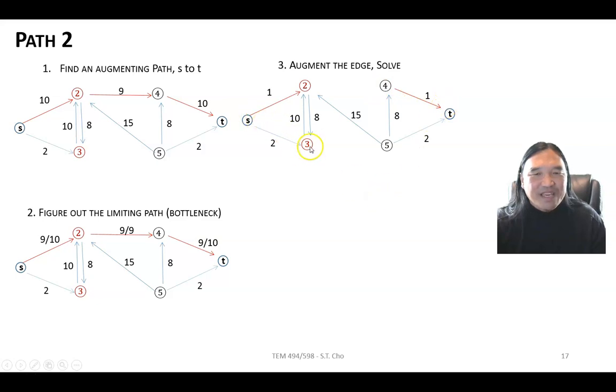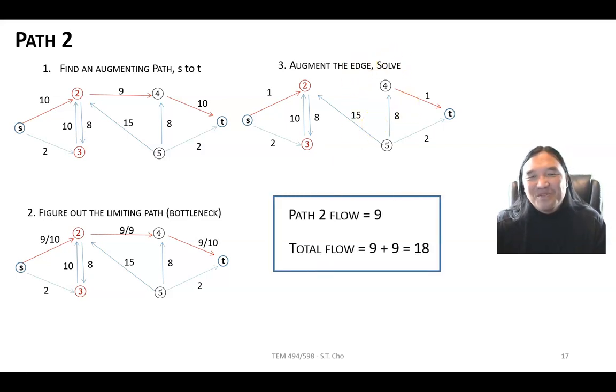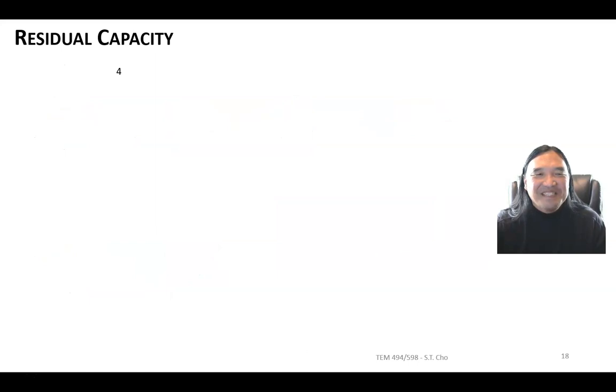Well, is there a way I can get from here to here? No, there isn't, is there? I pretty much have reached the end. So when I add up the 2 flow paths, I have a flow of 18. That's it. Fun, isn't it?